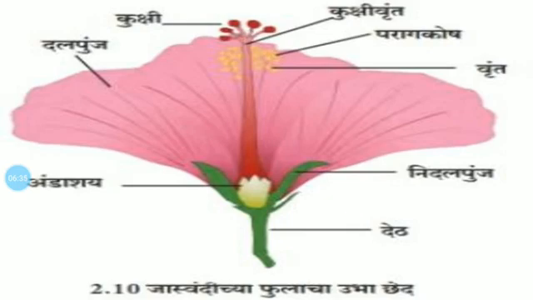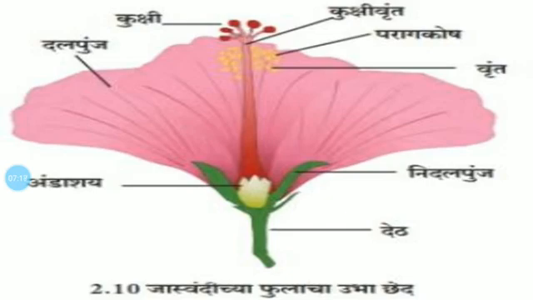Next is gynoecium. This is the female reproductive part of the flower. See, androecium and gynoecium, these are very close to each other. See, this is made up of carpels. A carpel consists of stigma, style and ovary. कुक्षी, कुक्षीवृंत and अंडाशय. Stigma, style and ovary, these three are the parts of gynoecium.